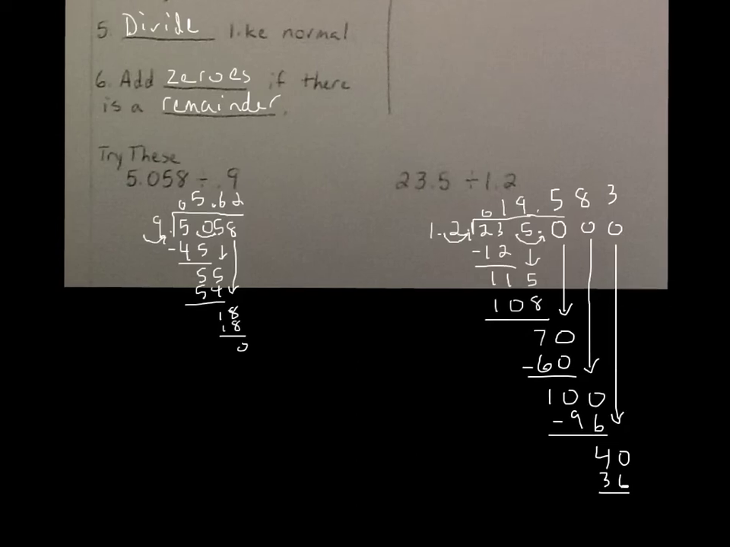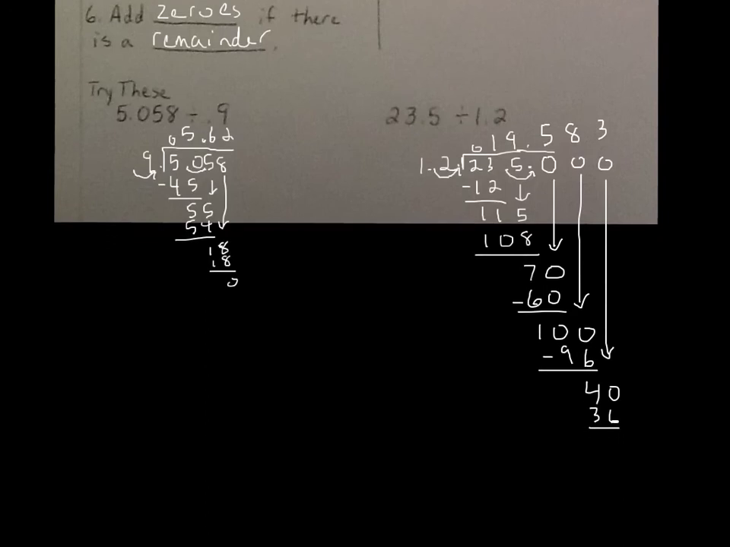Let me move this up a little bit. 12 goes in, and we subtract, and we get a 4. And we're going to get another 0 here. And look at that, we got 40 again. So we have a repeating decimal. So when you have a repeating decimal, what you do is you just find the number that repeats, and you put a bar over it, and you're done. So we started repeating, so we're all done. So our answer is 19 and 583 thousandths with a repeating bar over the 3.